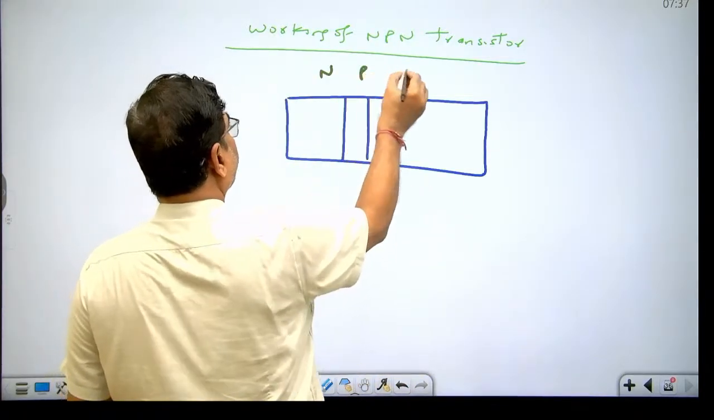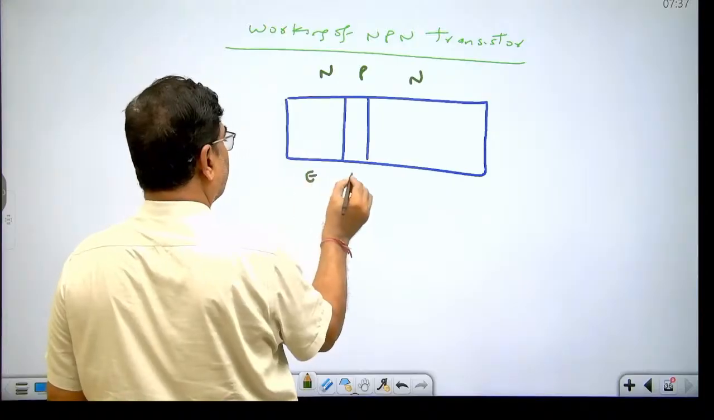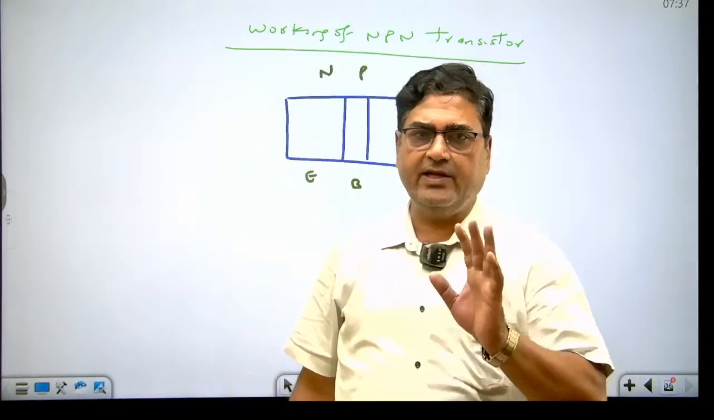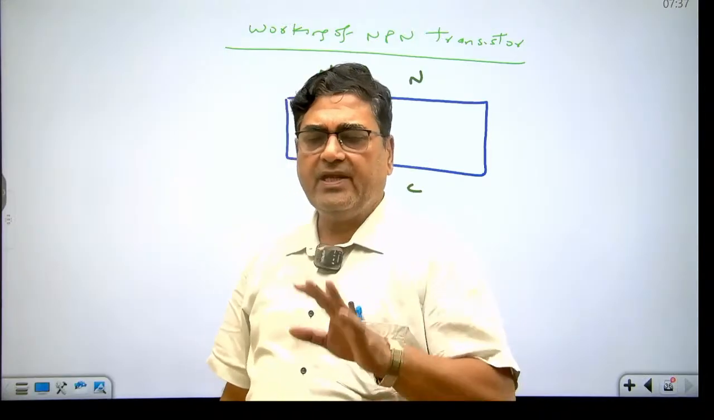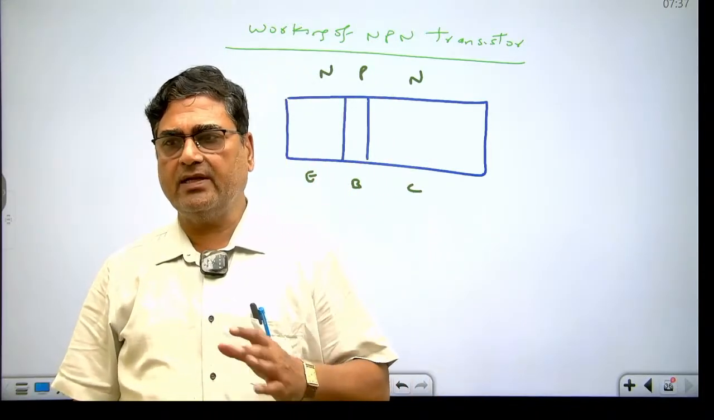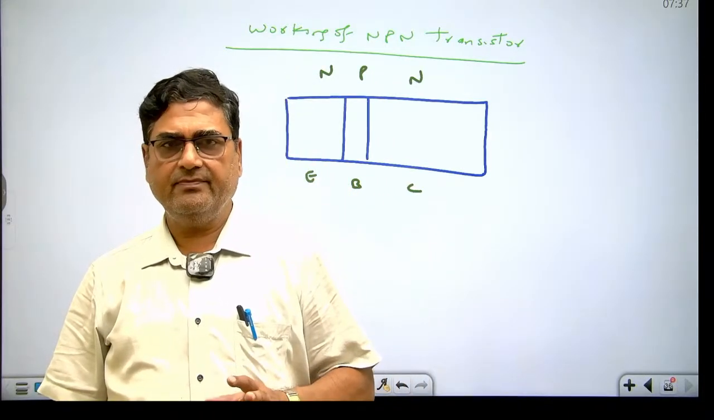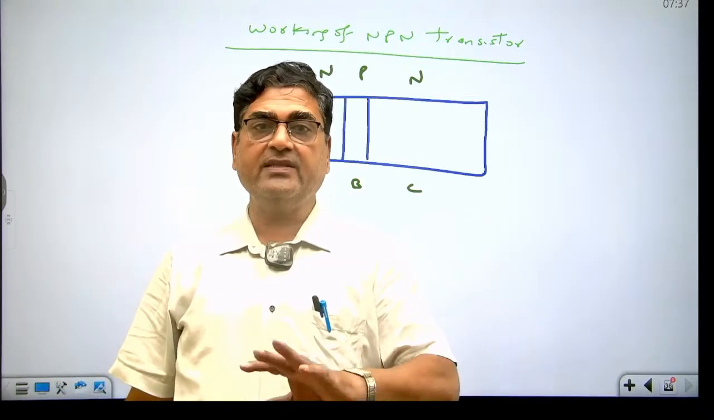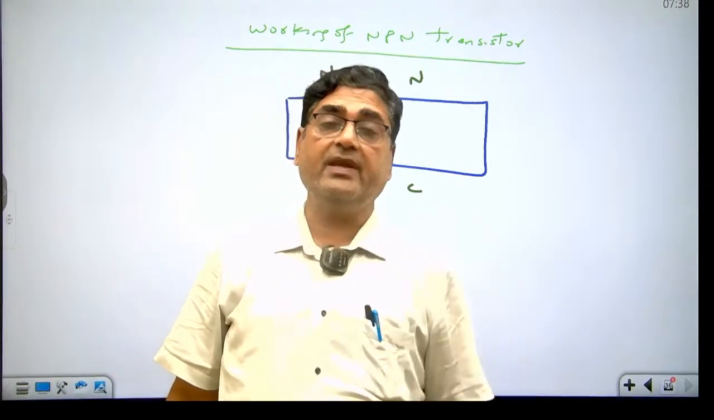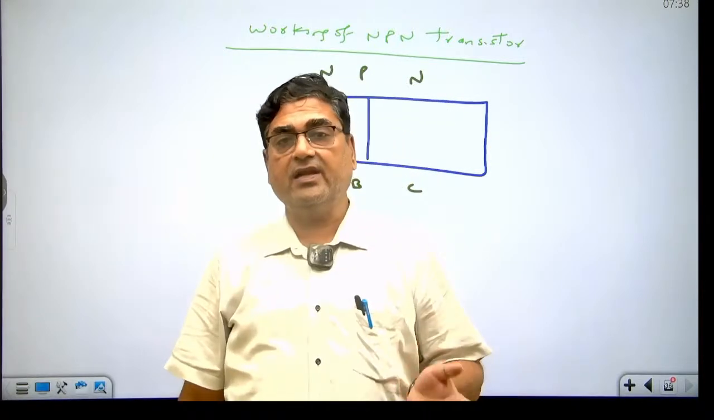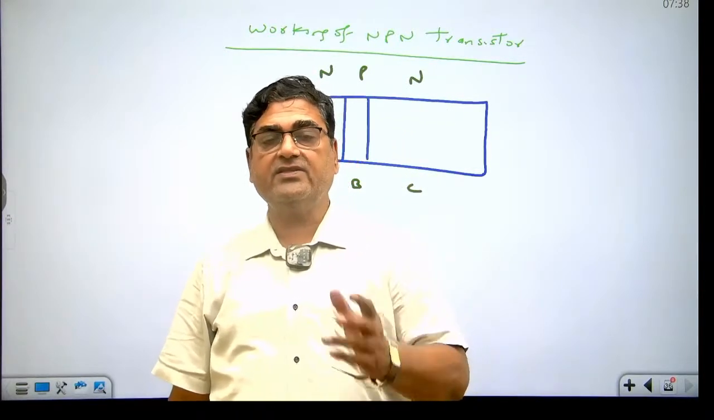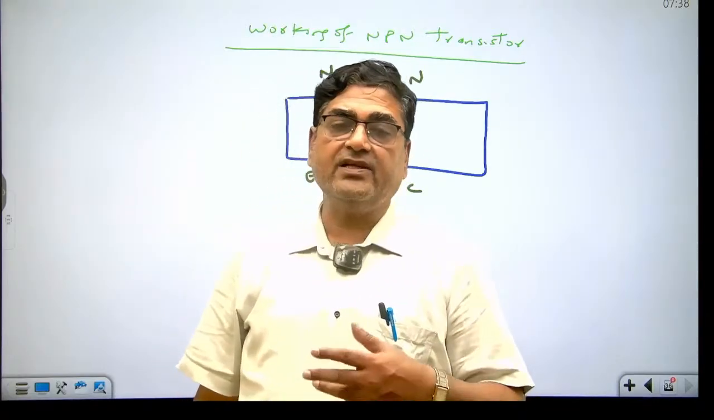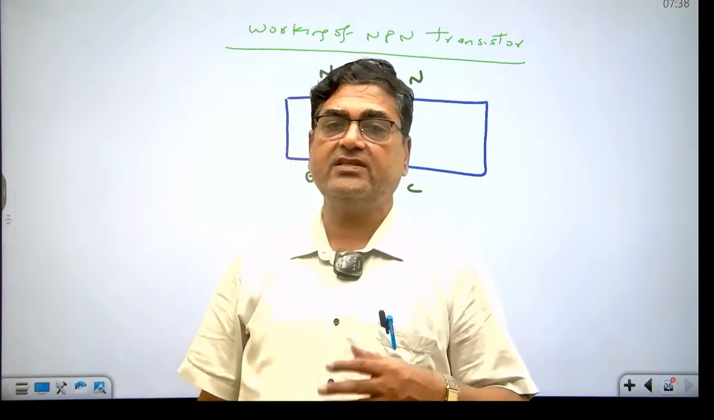This is N, this is P, this is N, this is emitter, this is base, this is collector. Always remember, to keep the transistor in active mode, the emitter junction is always given forward biasing and the collector junction is always given reverse biasing. If the emitter is given reverse biasing and the collector is given forward biasing, then the transistor action becomes inverted. If the emitter junction and collector junction both are given forward biasing, then the transistor becomes saturated. If both are given reverse biasing, then the transistor action becomes off.